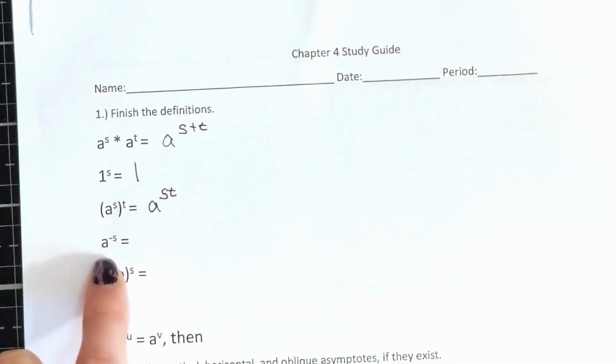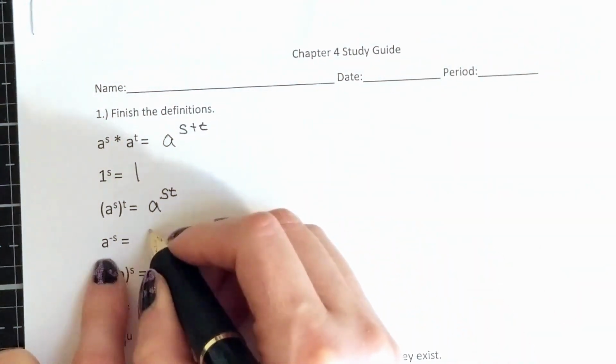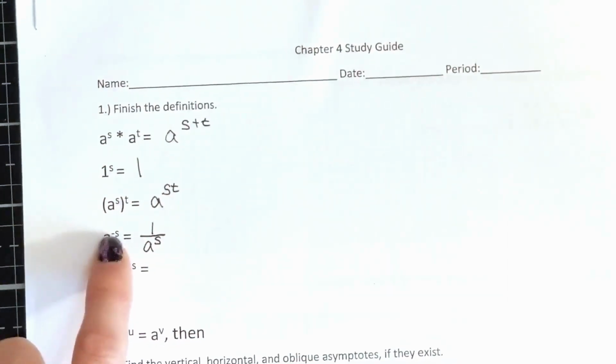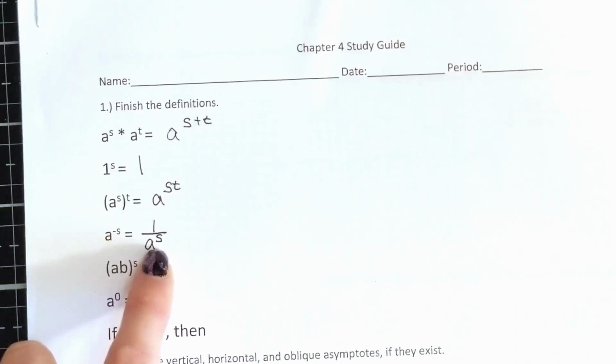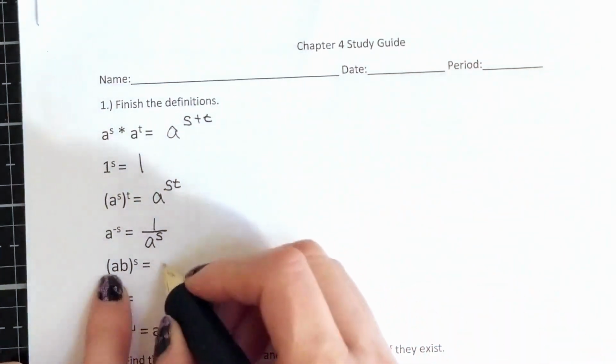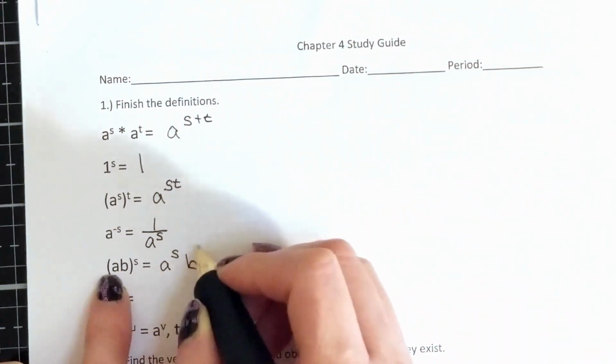A to the negative S, the negative just tells you that it's in the wrong spot, so this is 1 over A to the S. So the negative says move this from the top to the denominator. AB to the S power, you can distribute the S. So this is A to the S, B to the S.